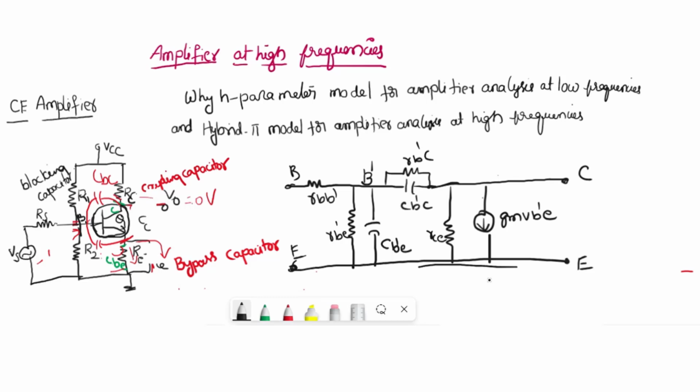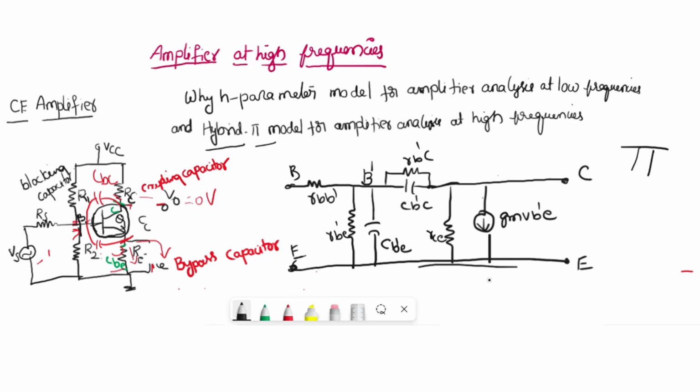Why the word hybrid? Because it consists of so many parameters, hybridized parameters. That is the reason it is called hybrid. Why is the model called pi model? Because if you see the pi, this is the symbol for pi. Even the circuit is in the form of pi. That is the reason it is called hybrid pi model.